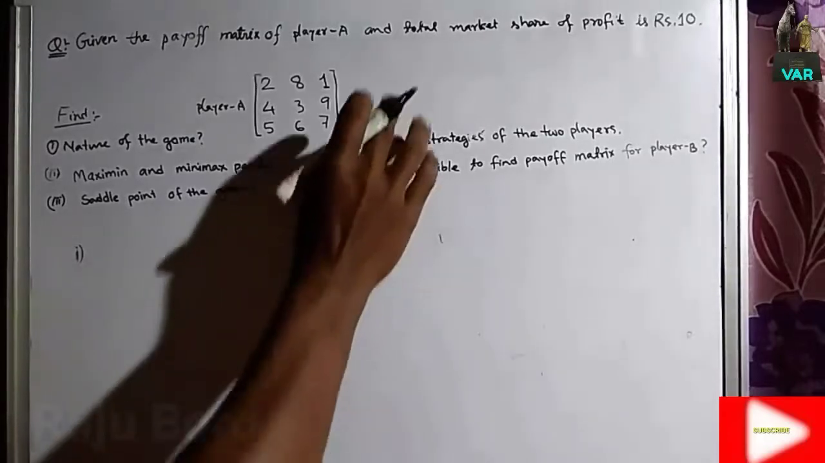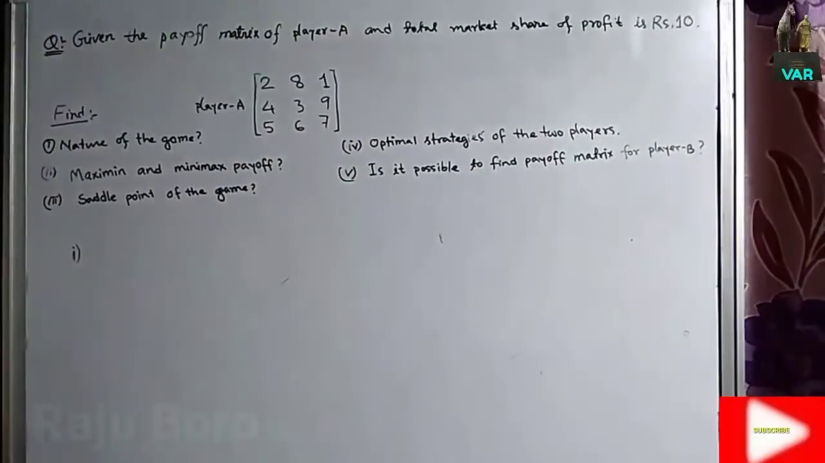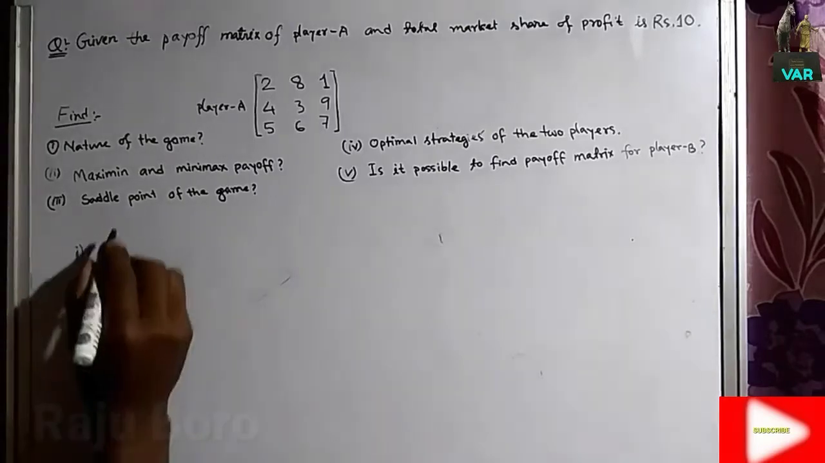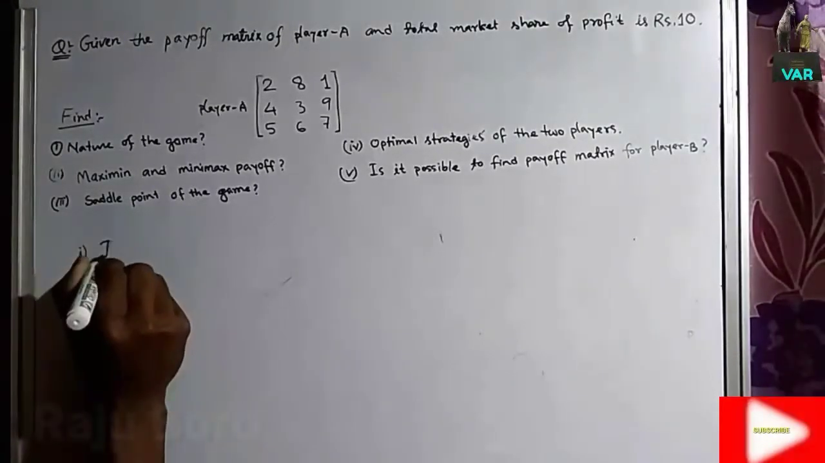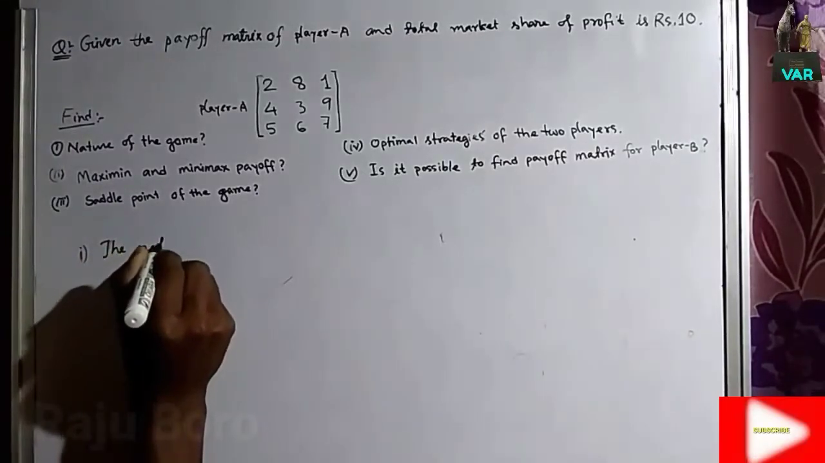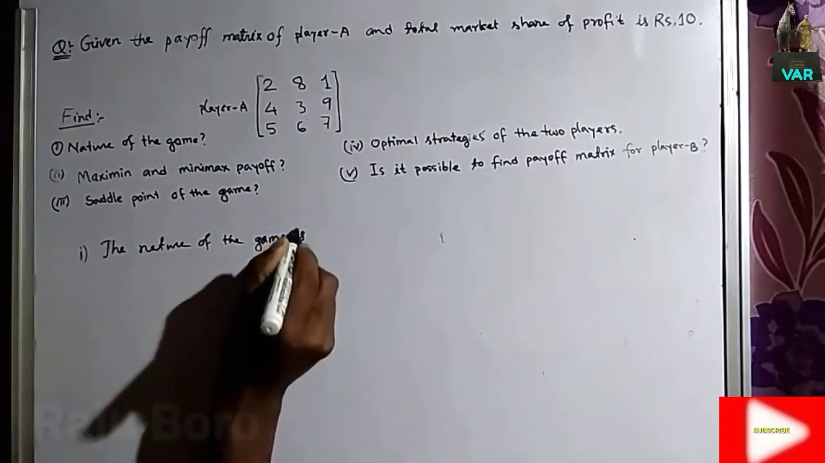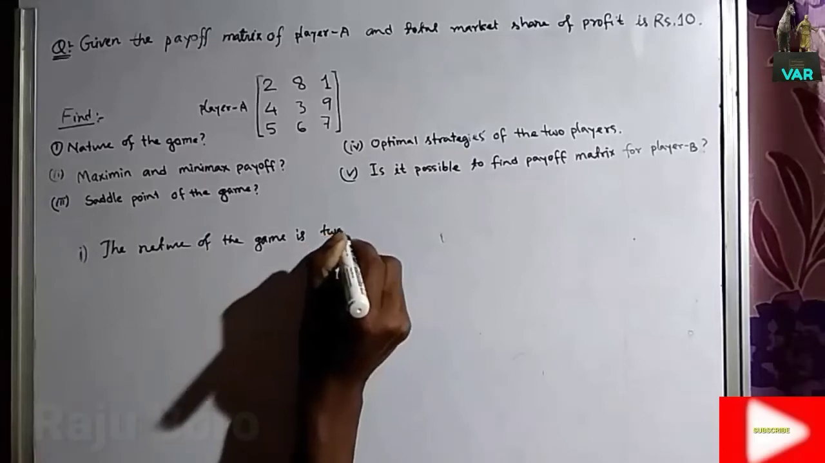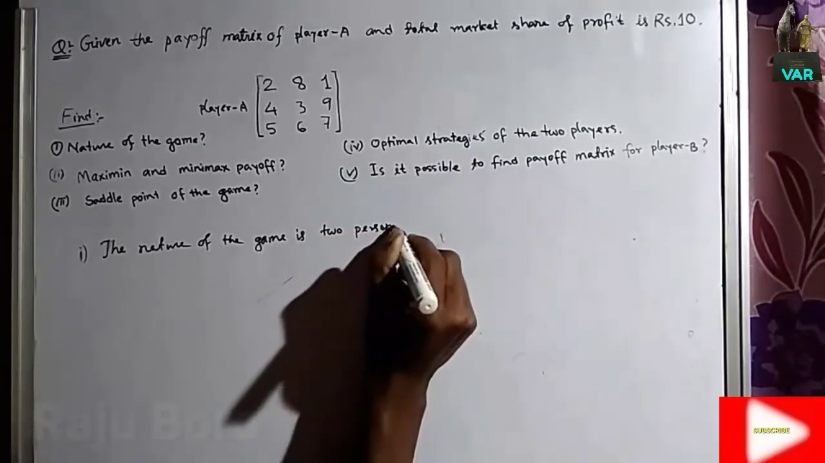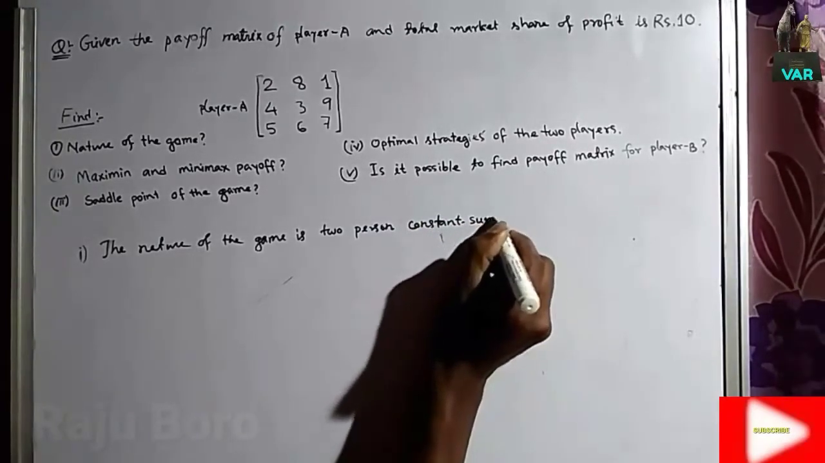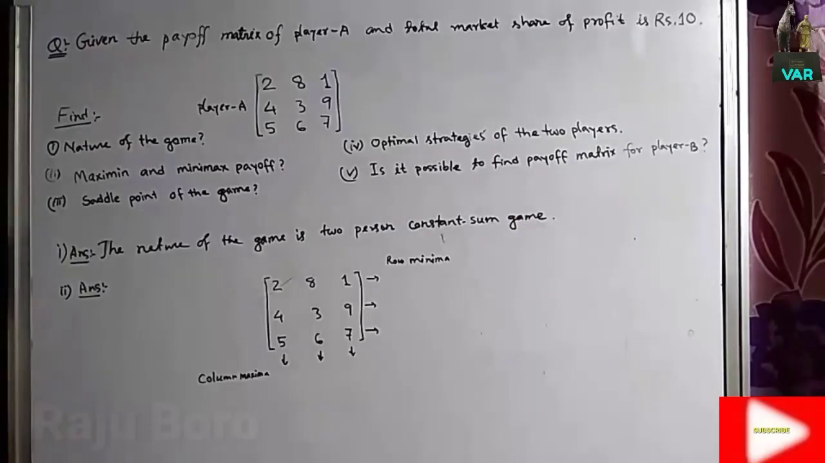Since we are given the total market share of profit is ₹10, the nature of the game is obviously a two-person constant sum game. So the nature of the game is two-person constant sum game. The second question is we have to find out the maximin and minimax payoff.